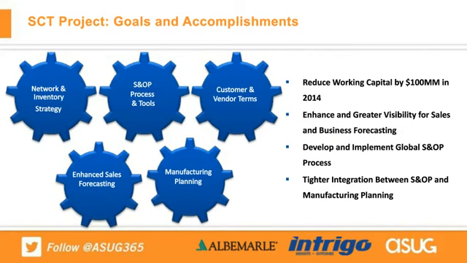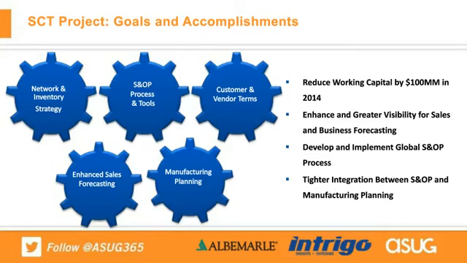This is kind of a busy slide, but a year and a half ago, our company Albemarle Corporation looked at our working capital against our peers, and we felt we had more days of working capital than we should. So a stretch goal was formed to create a supply chain transformation project and to look at all of these areas, these wheels. We looked at our network strategy, our S&OP process, customer vendor terms, sales forecasting accuracy, and manufacturing planning.